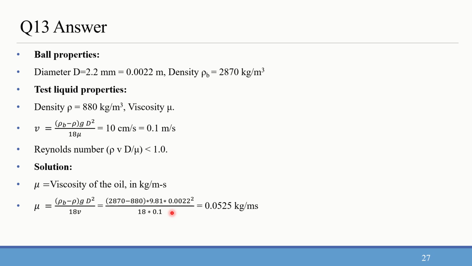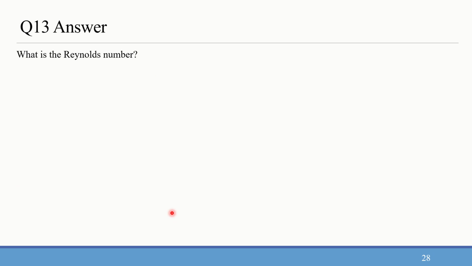But the question does not ask to find the viscosity of the oil; rather it asks whether the Reynolds number is small enough. So first, for that we need to find the Reynolds number. What is the Reynolds number? Re is equal to rho V d by mu. Here rho is 880, V is 10 centimeter per second, d, the diameter of the particle, is 0.0022, and mu is 0.0525.